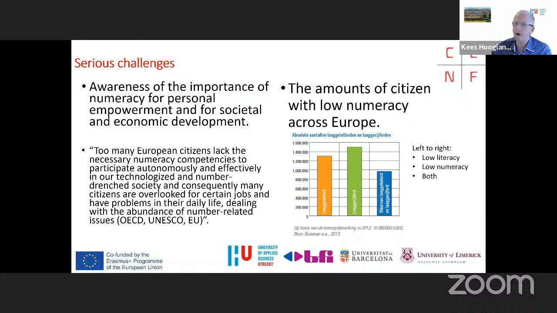And the interesting part, for instance, in the Netherlands, when you see the graph at the right side, you probably cannot read the Dutch text, but in the Netherlands we have more people with low numeracy than we have people with low literacy. Nevertheless, 99% of the budget goes to literacy and only 1% goes to numeracy. That's one of those aspects you see in more countries, that the awareness of the importance of numeracy is a bit lagging behind.